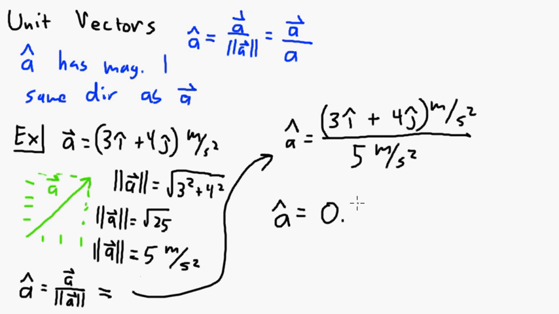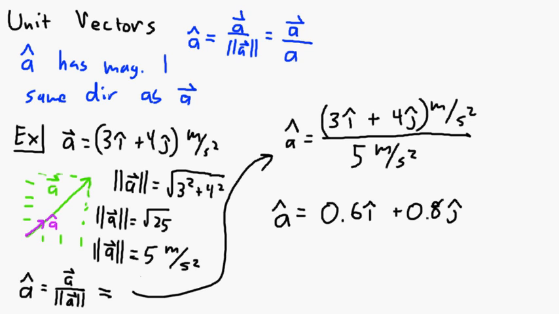So what this comes out to is 0.6 i hat, which is 3 divided by 5, plus 0.8 j hat, and that's our unit vector. So you can imagine A hat is a vector that's 1 unit long, points in the same direction as A, and that's useful sometimes for equations.